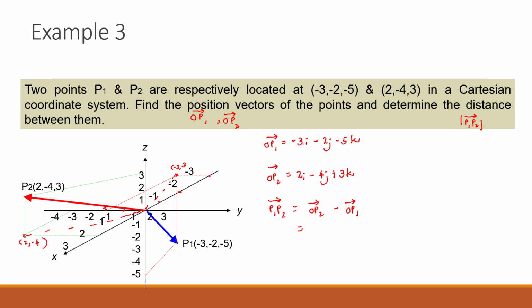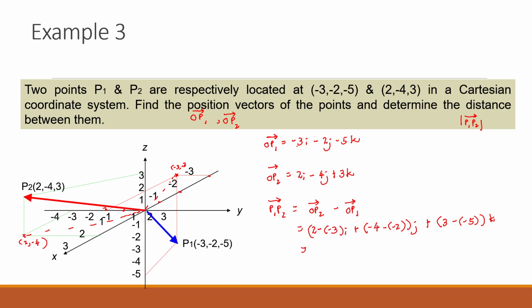So 2i minus -3i will become 2 minus -3. This is component i. Add up. Component j is -4 minus -2. This is component j. Okay, component k, you have 3 minus negative 5. This is component k.